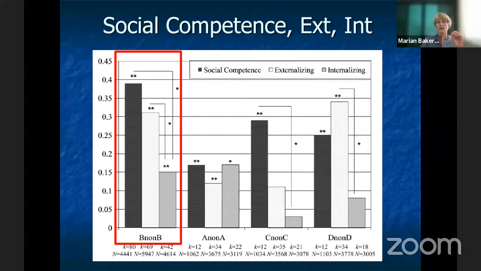And to the right of that, externalizing, there's an effect size of 0.21, that is 0.21 of a standard deviation, that non-B children, insecure children, show more externalizing, and for the dark gray part, also more internalizing problems than secure children. So in terms of emotion regulation, secure children do better than non-secure children.